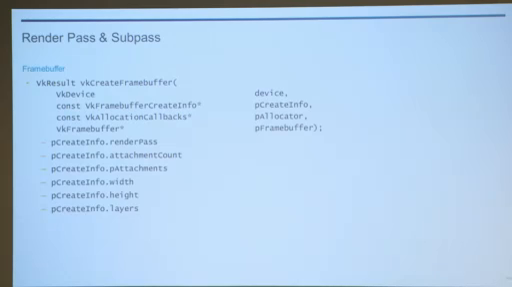You can create a frame buffer from a render pass or a render pass that's compatible with the existing render pass. I strongly urge you to try to create the frame buffers for the render pass that you're actually going to be executing. There are some huge potential wins there. You tell me how many attachments you have, and the width, height, and the layers.